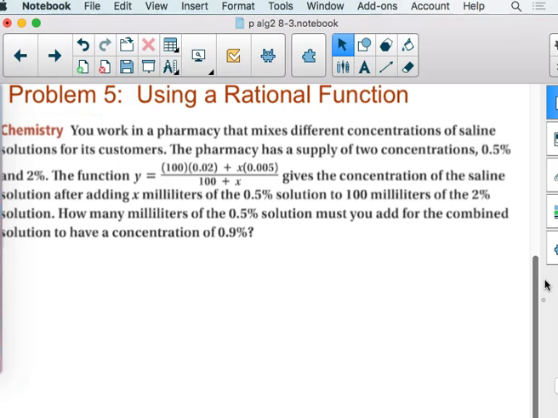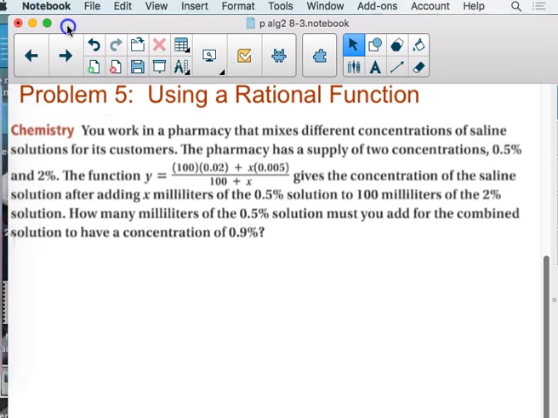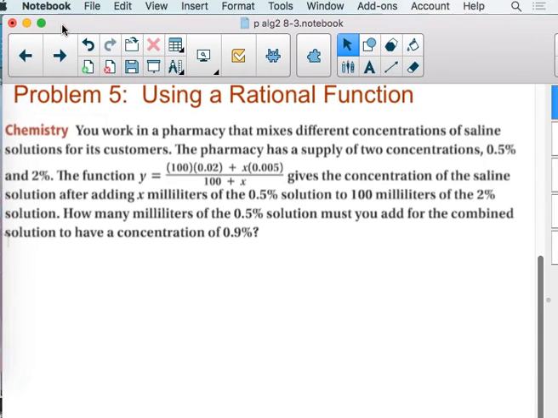You work at a pharmacy that mixes different concentrations of saline solutions for its customers. The pharmacy has a supply of 2 concentrations, 0.5% and 2%. And then it says, let me turn over just a little bit, that humongous function that we see right there models that. And this happens all the time because medications that are used for adults, if they're trying to save a baby's life, they're going to try some of those meds on babies. But usually medications are given by weight. So obviously an adult's weight needs to be pared down for a child.